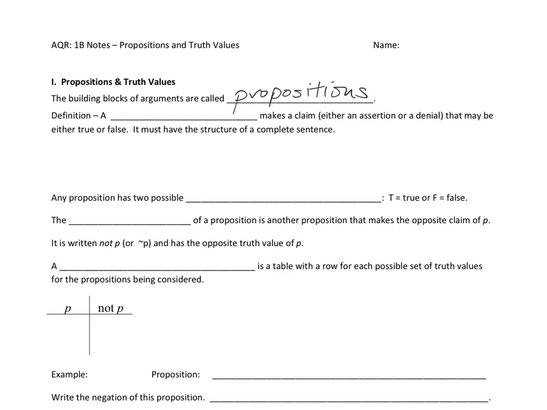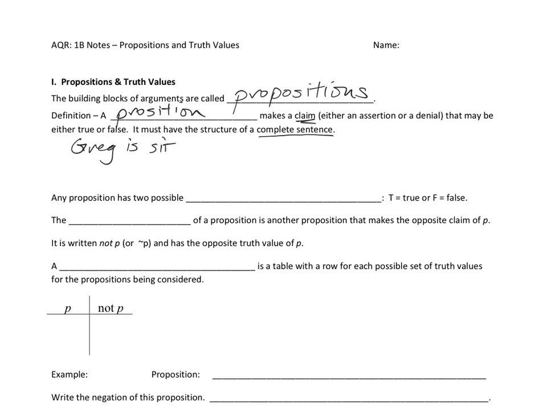And before we go any further, I feel like we should be defining this word. So a proposition makes a claim. It's either an assertion or a denial. And it may be true or false. So this claim could either be true or false, and it must have the structure of a complete sentence. That is important.